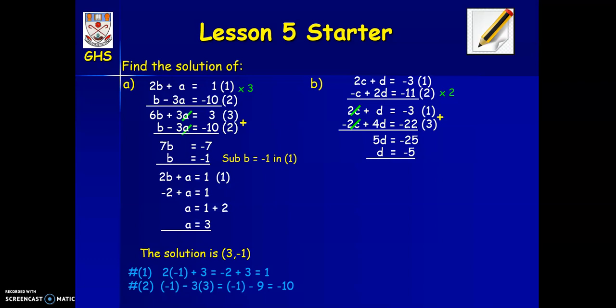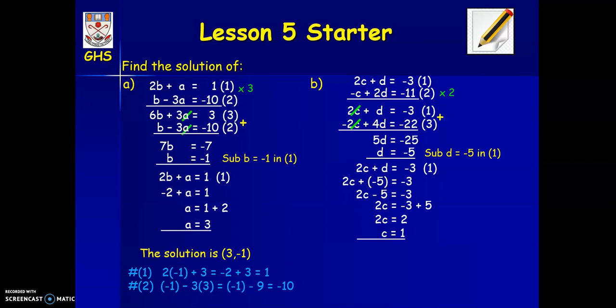Now to get the value of the c term, we substitute d equals negative 5 into equation 1 because we think that's the easiest. So 2c add d equals negative 3 becomes 2c add negative 5 equals negative 3. This simplifies to just 2c subtract 5 equals negative 3. So 2c will be negative 3 add 5. 2c therefore will equal 2 and c will equal 1. So our solution is 1, negative 5.